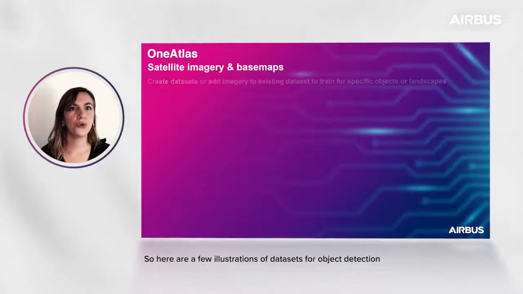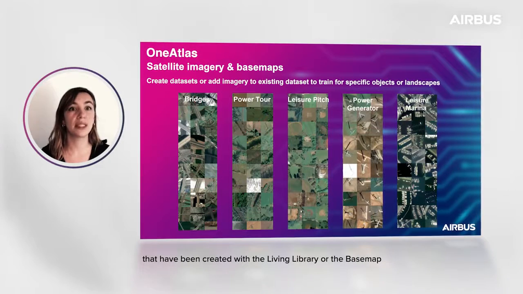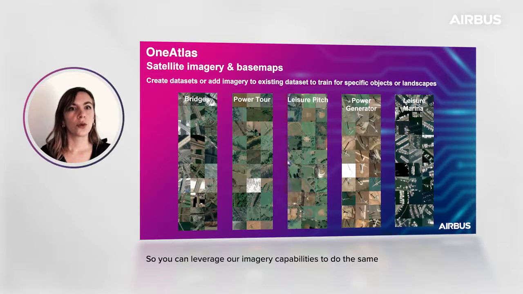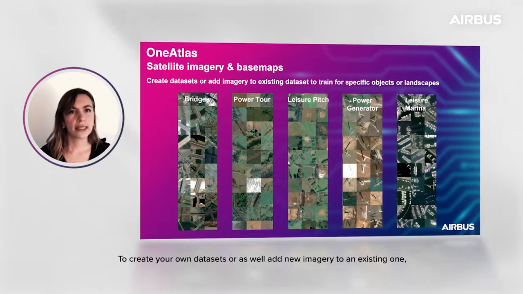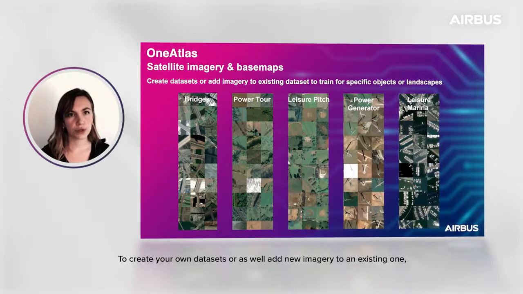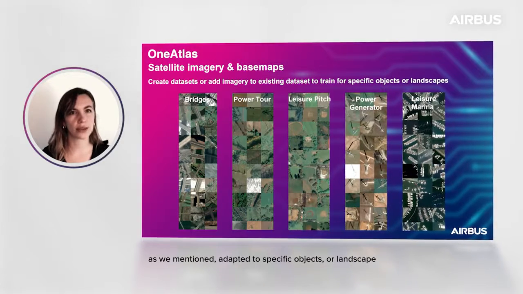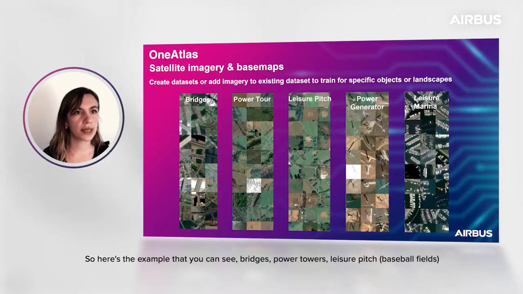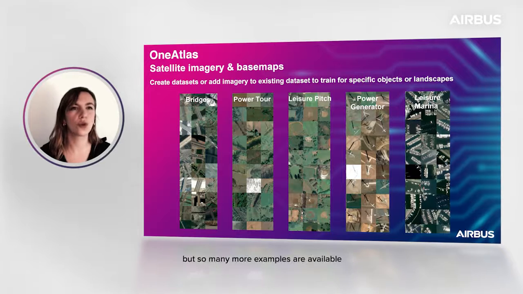So here are a few illustrations of datasets for object detection that have been created with the living library or the base maps. You can leverage our imagery capabilities to do the same, to create your own datasets, or as well add new imagery to an existing one, as we mentioned, adapted to specific objects or landscapes. The examples you can see here are bridges, power towers, ports, power generators, and marinas, but so many more examples are available.